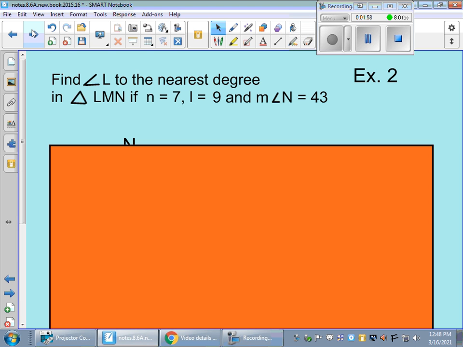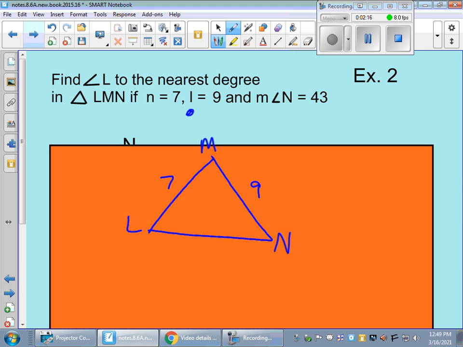Next problem here is a little different than the previous one, so I would still continue to stay on and watch, because in this case right here, it's a little bit different. So triangle L, M, and N. They give you lowercase n, which is 7, lowercase l, which is 9, and they give you angle N, which is 43. Hopefully you notice what's different is they gave us 2 sides and 1 angle instead of 2 angles and 1 side. So now we have to do a little different math.